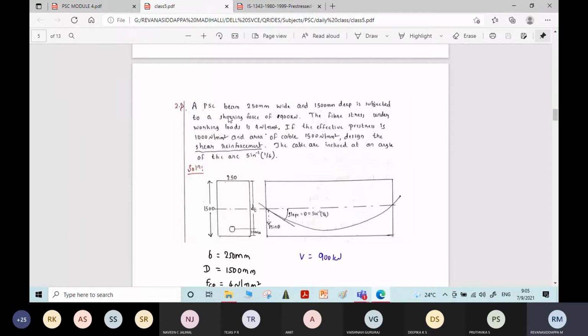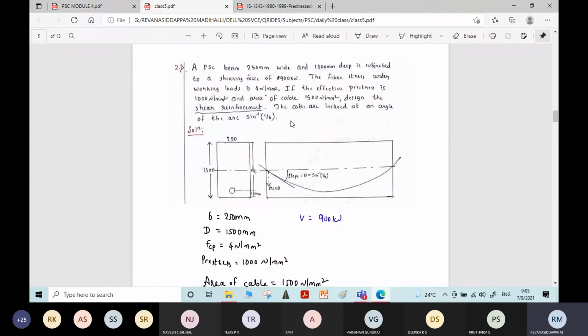A PSC beam 250 mm wide and 1500 mm deep is subjected to a shearing force of 900 kN. Shear force acting on the beam is 900 kN. The fiber stress under working load is 4 Newton per mm square. FCP is given, and effective pre-stress is given as 1000 Newton per mm square, and area of cable is given as 1500 mm square. Multiplying both, you can find the pre-stressing force.